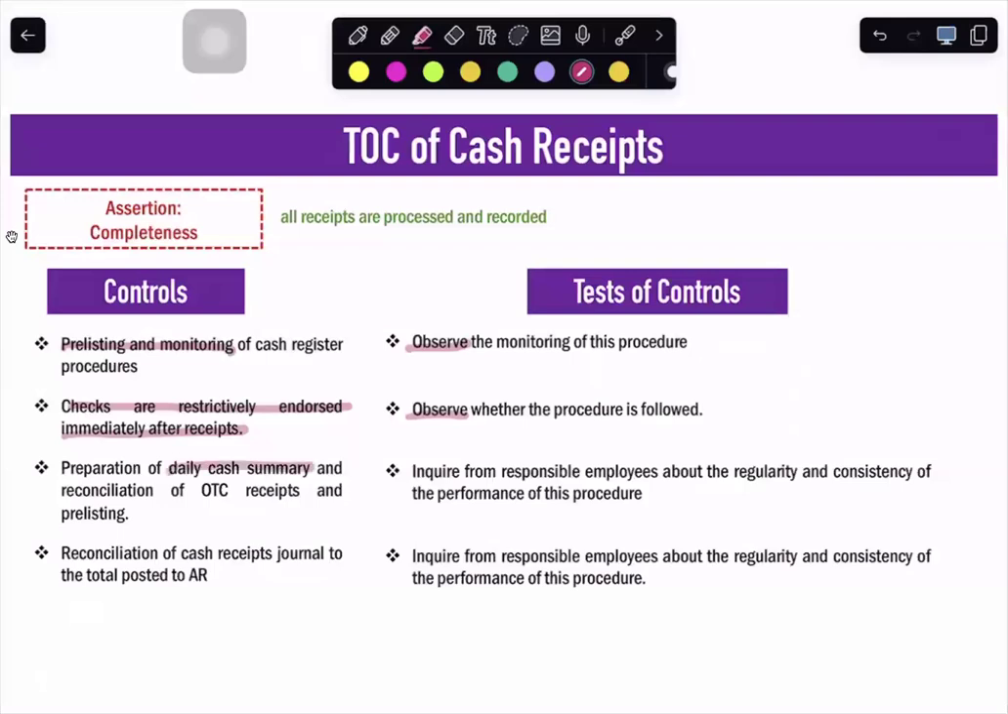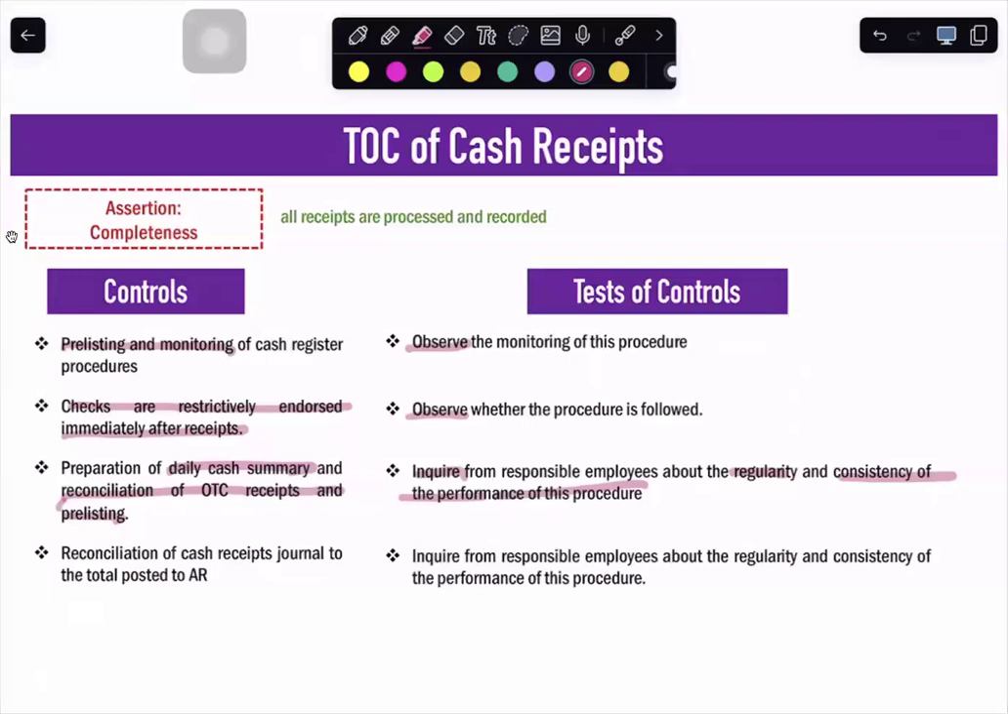Next, preparation of daily cash summary and reconciliation of your cash receipts and pre-listing. If you still remember, daily cash summary as to your receipts and pre-listing, all of these items are segregated in your mailroom, treasury, and accounting department. So how do we test that control? You again inquire from the responsible employees in the mailroom, treasury, and accounting department whether there is a regularity and consistency in the performance of this procedure, whether the preparation of your different summaries and the reconciliation of these summaries together with your deposits are really performed regularly and consistently.